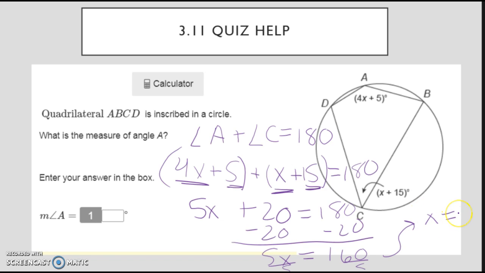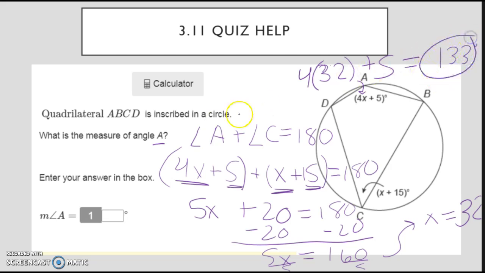and we end up with x equals, and you're going to take 160 divided by 5 in your calculator. And you'll get 32 for x. But that's not what the question asked. It asked the measure of angle A. So we're going to plug in 32 for x right here. And we'll have 4 times, instead of x, we're going to put 32. So 4 times 32 plus 5. So 4 times 32 gives you 128, plus 5 gives you 133 degrees for angle A.